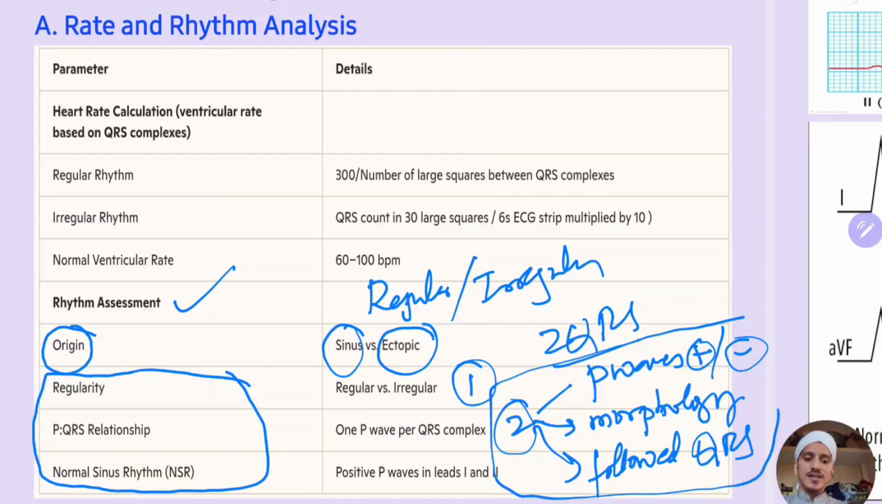This will determine whether the rhythm is sinus. If it is sinus, there will be P waves, and the P waves will have a normal upward morphology, and every P wave will be followed by a QRS complex. That is the sinus rhythm. So P waves will be positive in lead 1 and 2, and there will be one P wave per QRS complex.